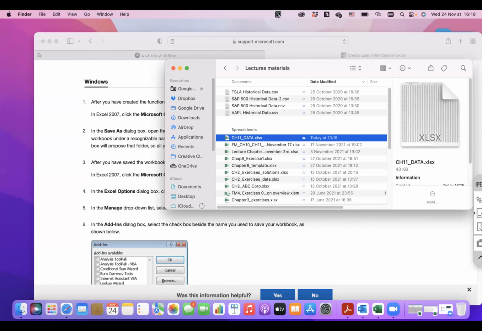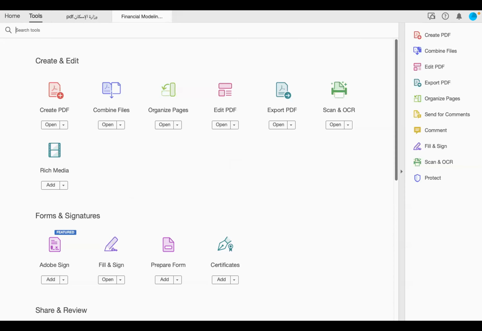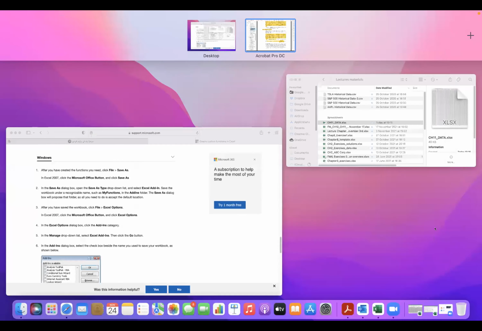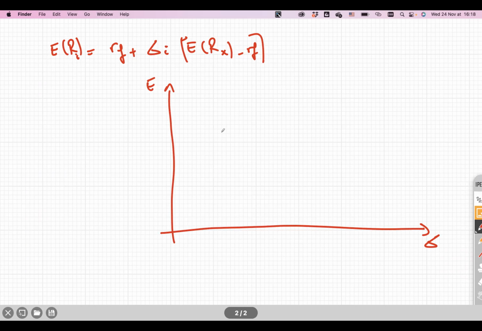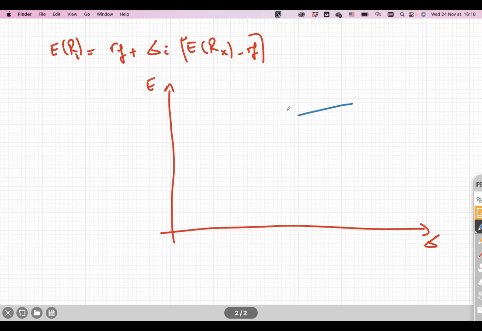Now, we know that the set of feasible portfolios for risky assets is the following one. Here we have the standard deviation, and we have the expected return. The feasible portfolios are the portfolios on and within this frontier, right?